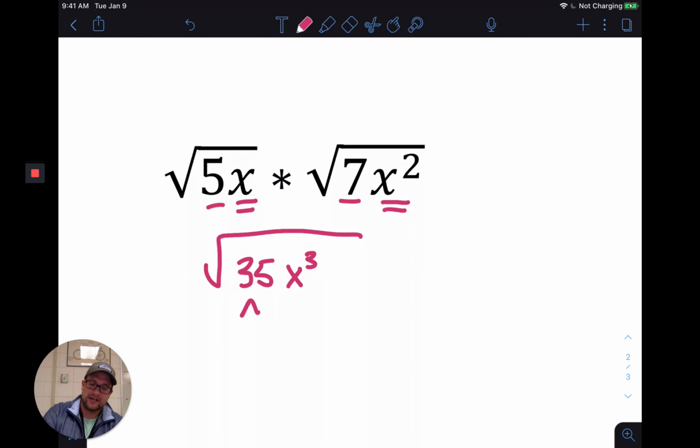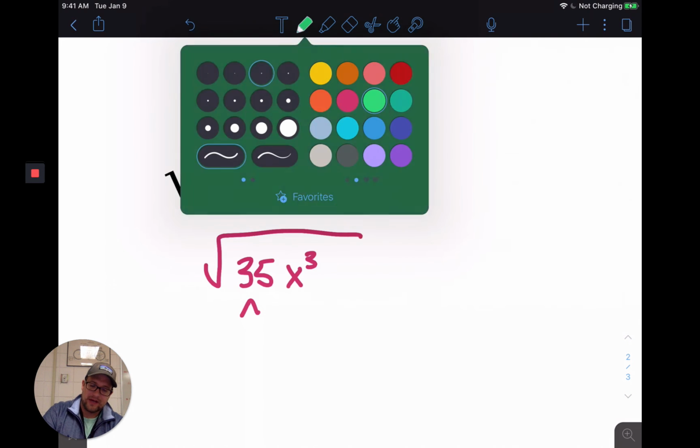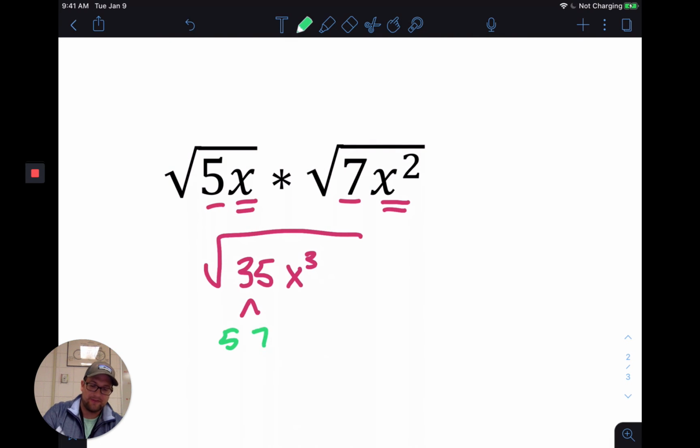Simplifying this, if I try to simplify 35, I would find out that that's just 5 and 7, right? 5 times 7 is equal to 35. But neither one of those two break down, and there are no pairs. And what that means for us is that 35 is really as simple as it gets. We can't reduce that any further.